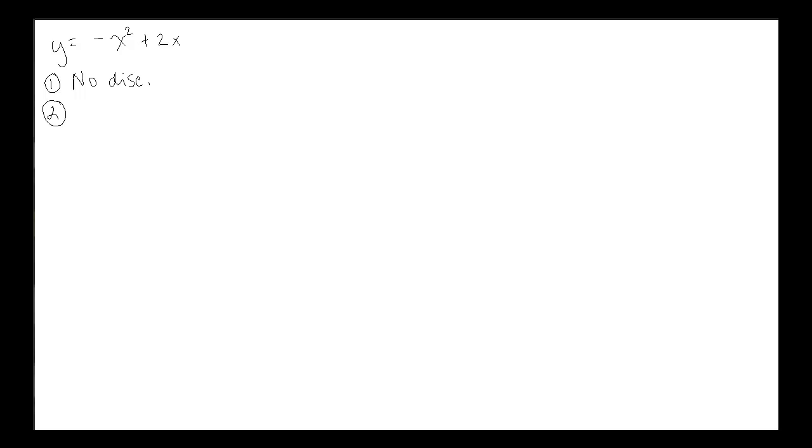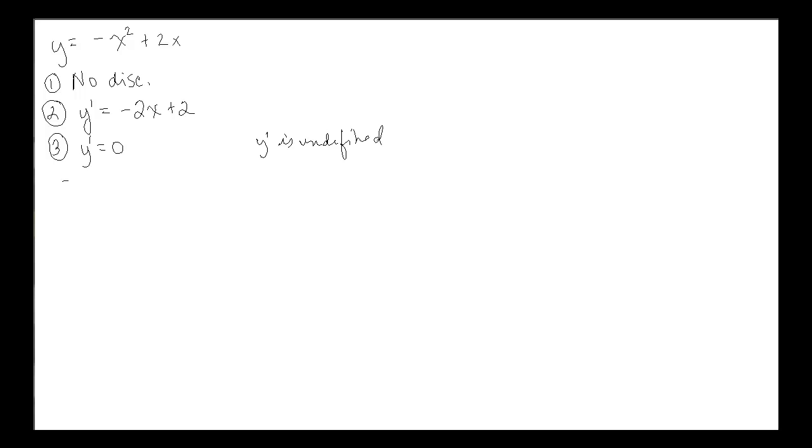The second step says to do what? We need to find the derivative. So y prime is negative 2x plus 2. Step 3 is use that to find critical numbers. We want to find out where y prime is 0, where y prime is undefined.